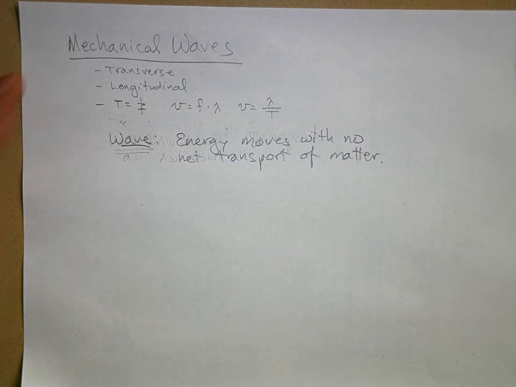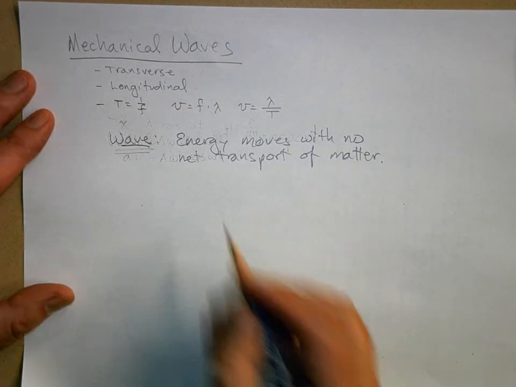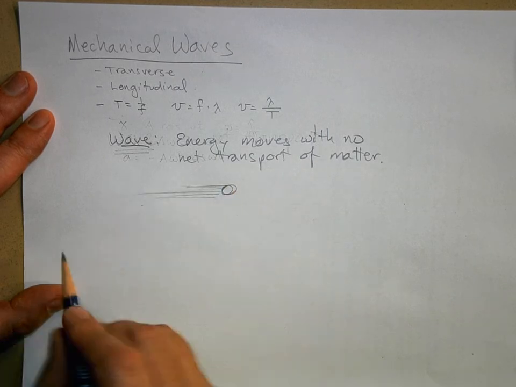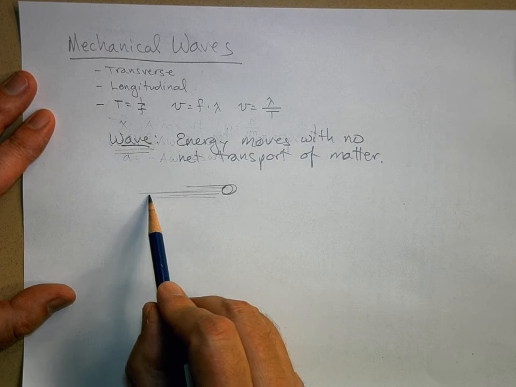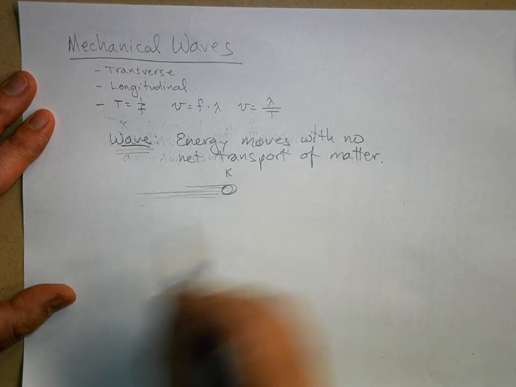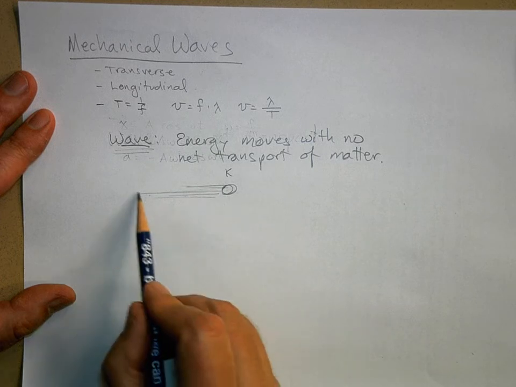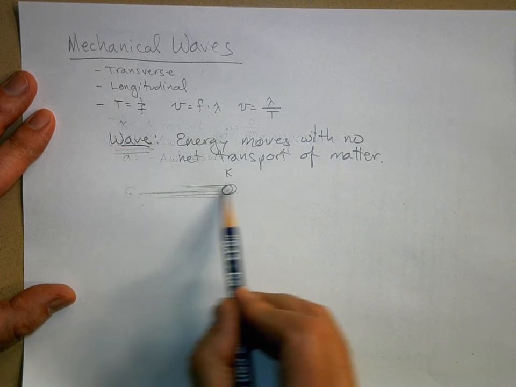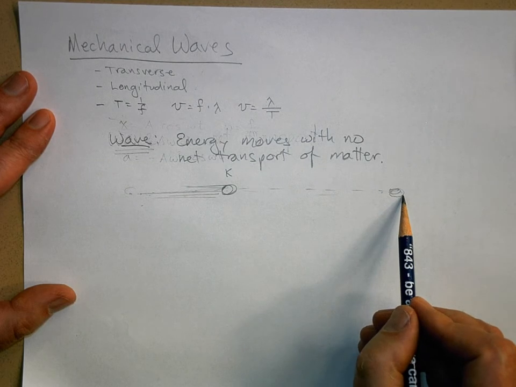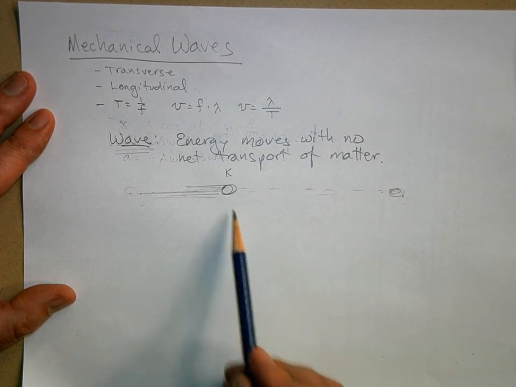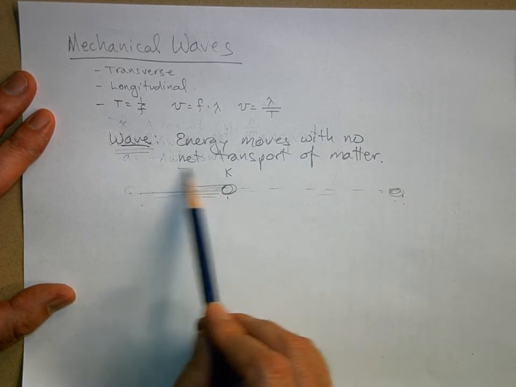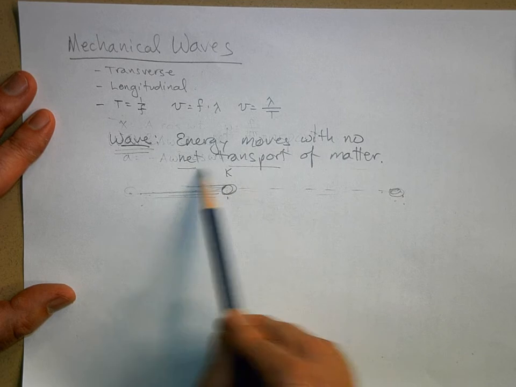If I were to take an object and throw it, like a baseball being thrown, it's got kinetic energy, doesn't it? And it's carrying the energy with it. So I did work on it over here, and it transports the energy. It moves the energy to a different place. But in the process, the baseball actually moved from here to over here, right? So there was a net transport of matter. That's what we mean by net transport of matter.